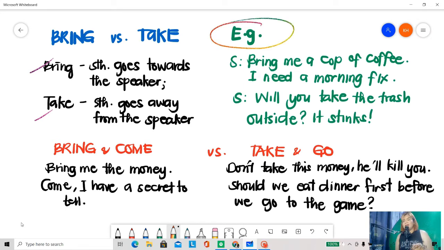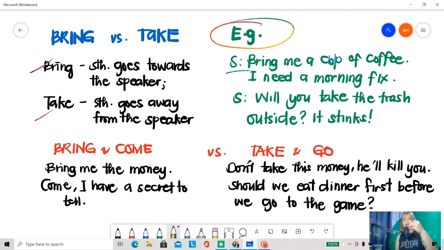The speaker said, "Bring me a cup of coffee." Let me check the spelling right there. C-U-P. Bring me a cup of coffee. I need a morning fix. Bring me a cup of coffee. So, si speaker, meron siyang kinakausap, and the action that the speaker is signaling is papunta sa kanya. Okay? The motion is towards the speaker.